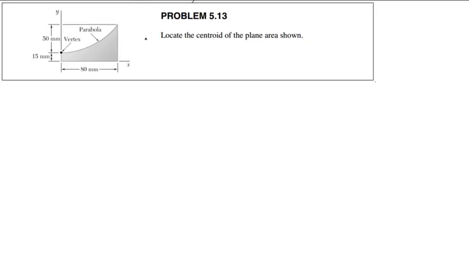It's a parabola. It's just an ordinary parabola, although basically I'm going to solve for the equation of the parabola. Let's see. So we're going to have something like the vertex is at 0, comma 15.